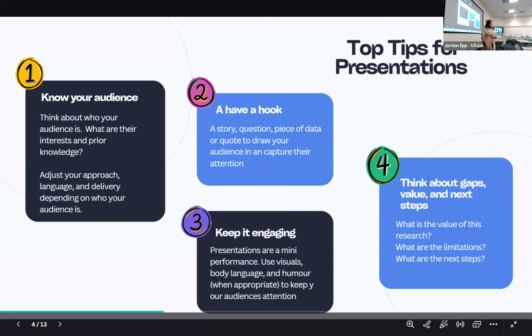is really, really important in telling your story and then talking about next steps in the research. So some questions there, which we've already covered, are: what is the value of this research? What are the limitations? And what are the next steps? And that's a great place to end on in your presentation, because then it leaves room for questions and dialogue.